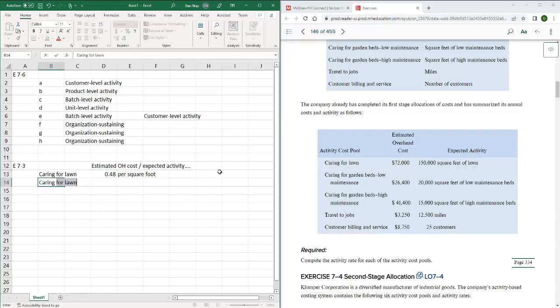Let's move on here to caring for garden beds, and this is low maintenance. That had an estimated overhead cost of $26,400. So we'll divide that by the 20,000 square feet of low maintenance beds that we expect to take care of. And there's our activity rate of $1.32. And again, this is per square foot of the low maintenance bed.